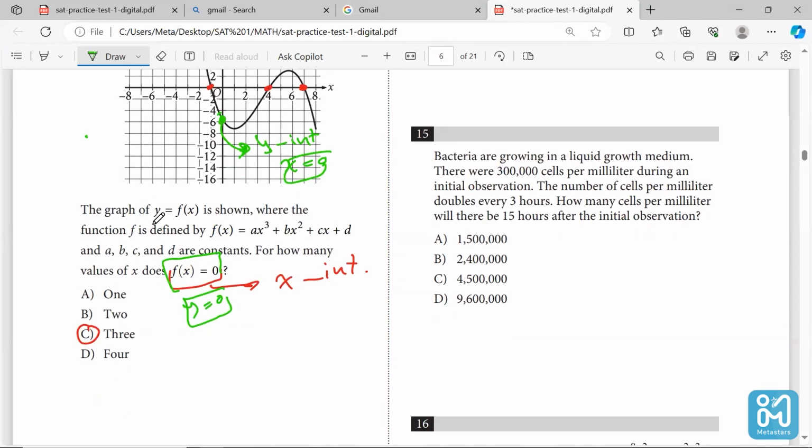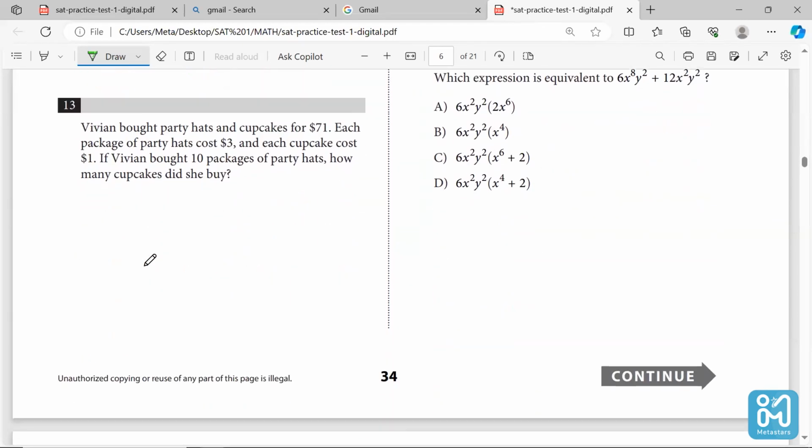Okay, now let's continue, talking about question 13. Vivian bought party hats and cupcakes for $71. Focus, I have party hats and cupcakes. Each package of party hats costs $3. Let's call this one x and this one y. Each package of party hats is going to be 3x, and I don't know how many I have. Each cupcake costs $1. How many cupcakes do I have? y, so it's going to be 1y. So the total 3x plus 1y equals $71.